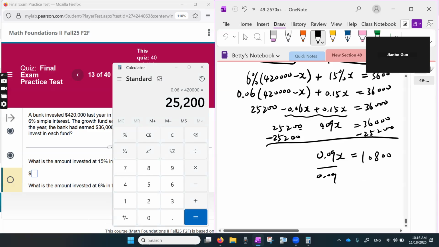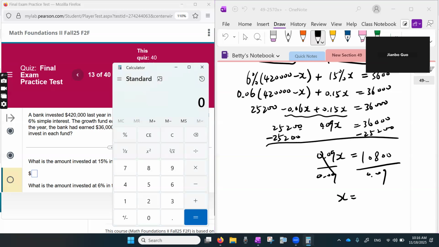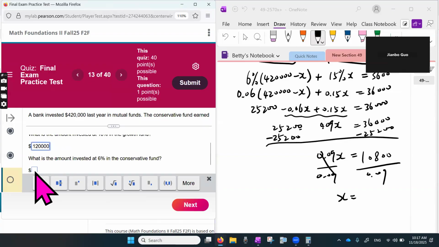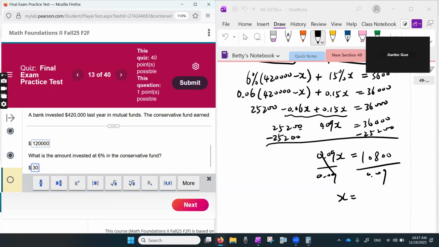And then divide by 0.09. We're going to use the calculator: 10,800 divided by 0.09 is 120,000. So X is 120,000. And how much money in the first box? You subtract 120,000 from 420,000, right? It's going to be 300,000.